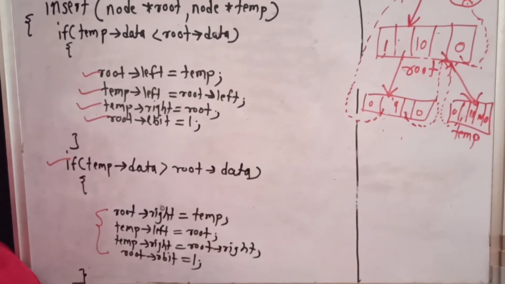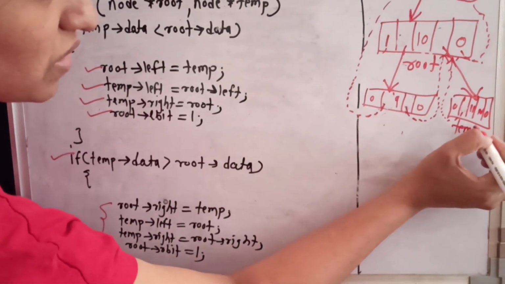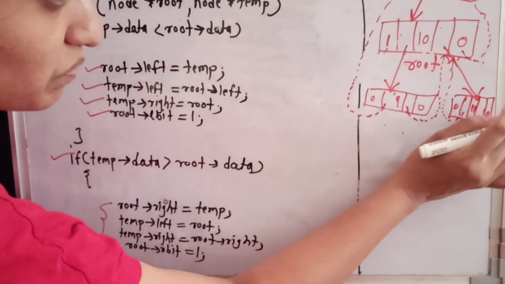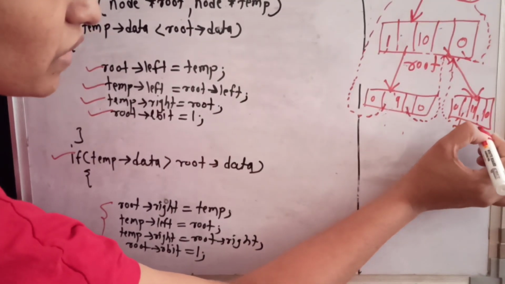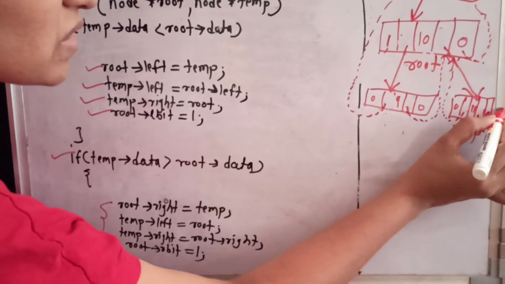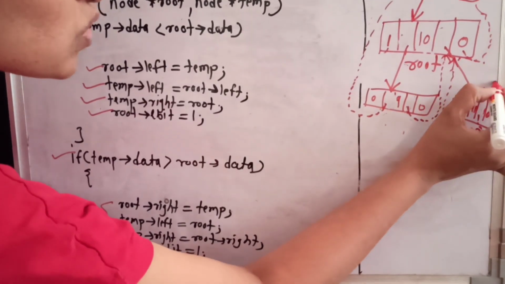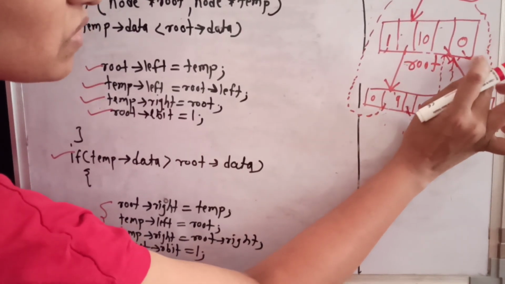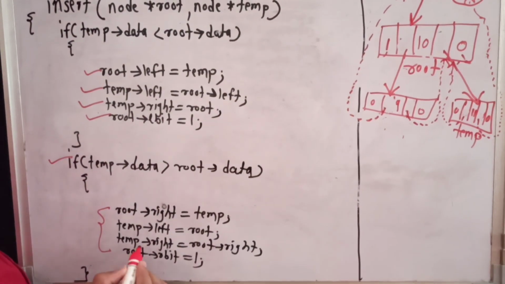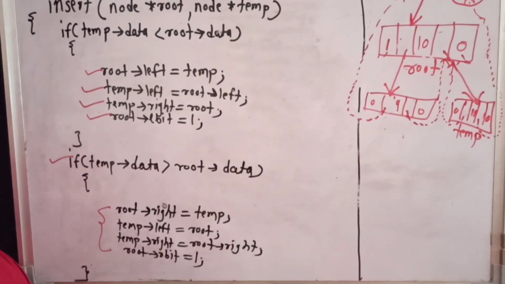Temp right is equal to root right. Because for this temp, no right child is present, so we have to set the right thread. But for this right thread, as no successor element is present, we'll directly go to the head node like this. So we have written here temp right is equal to root right.